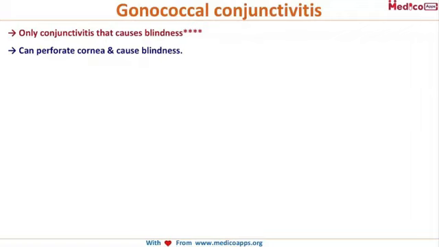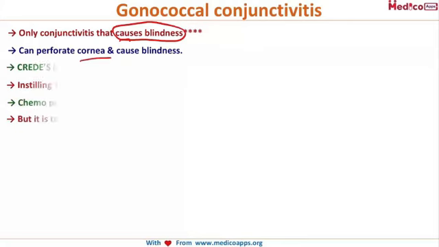So gonococcal conjunctivitis is the only conjunctivitis that causes blindness. So it's the most dangerous type of conjunctivitis. But why? How does it cause blindness? Because it will simply perforate the cornea, right? And it makes a person blind.